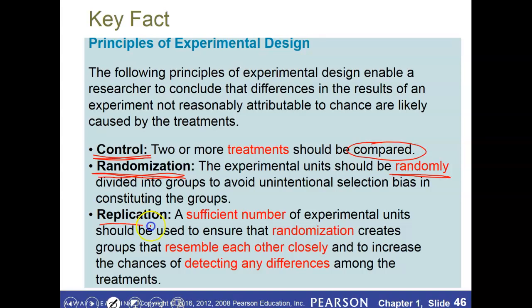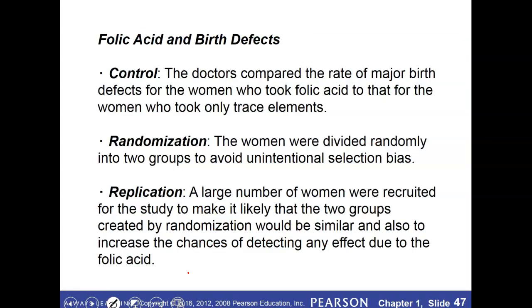And then replication. You want to make sure that you have a sufficient number, a big enough sample of subjects, so that when you complete your study, you can actually detect any differences within that group. The more people you have in your study, the more replication you have, and the more you can make conclusions about how a certain drug or a certain control affects the population you're looking to affect. All right, so let's look more closely at the folic acid experiment.